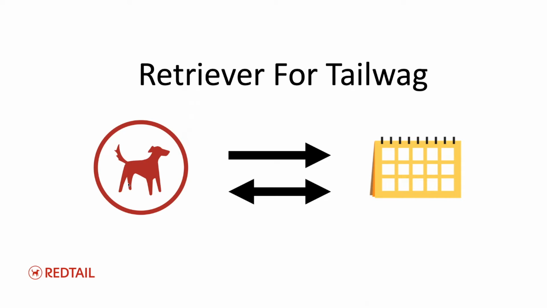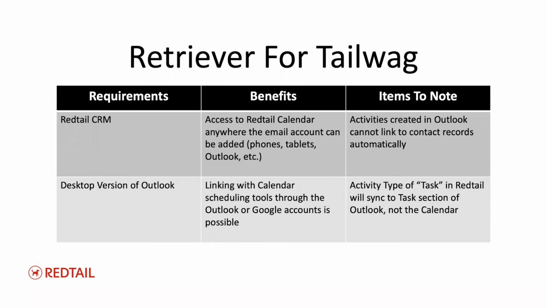Now, a couple things that we need to notate about Retriever for Tailwag. First, our requirements are that we have to have the Redtail CRM. So just like iCal, no difference there. You do have to have the Redtail CRM in order for it to link to the Redtail calendar. Second, we have to have a desktop version of Outlook. And I'm going to repeat it again because it's very important. If you do not have a desktop, you cannot use Retriever for Tailwag.